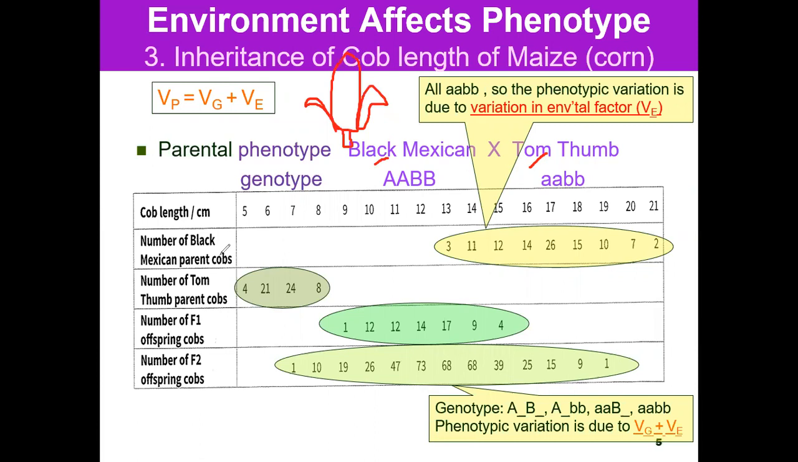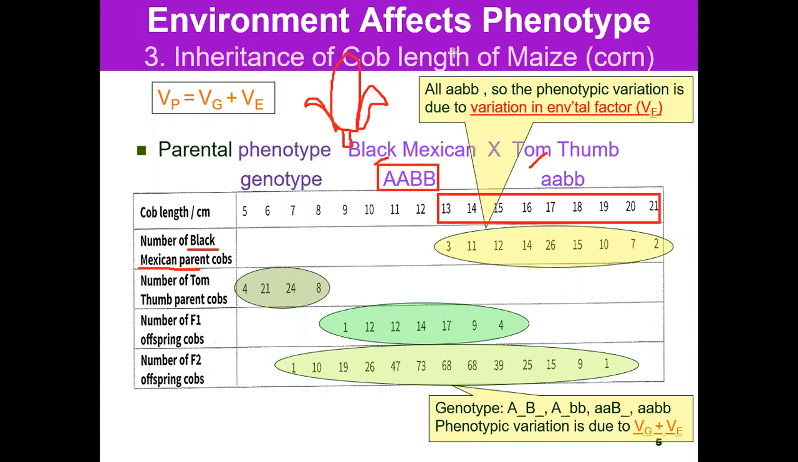So when they go to the field and randomly pick, say, 80 cobs, and then they measure the length of the cob, they look at the Black Mexican parent. Now, all the Black Mexican have the same genotype, right? All are big A, big A, big B, big B. But when they measure the length of the cob, they realize that it's not one length. It's actually a series of lengths here.